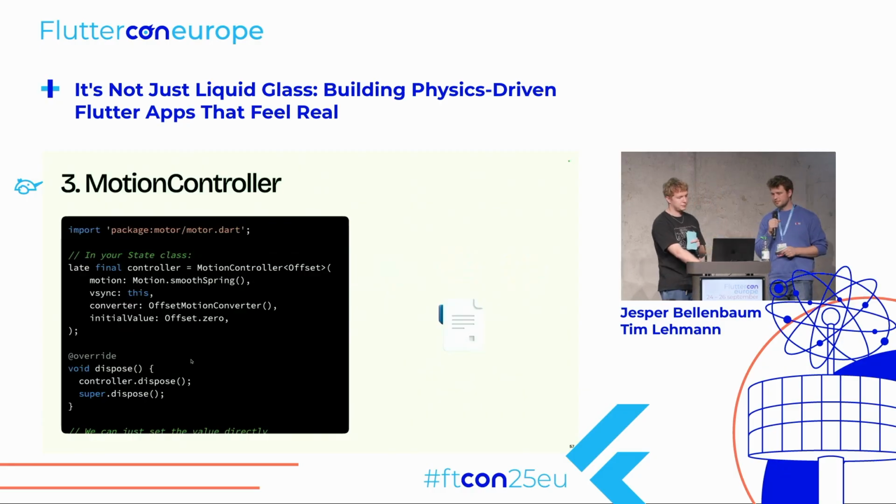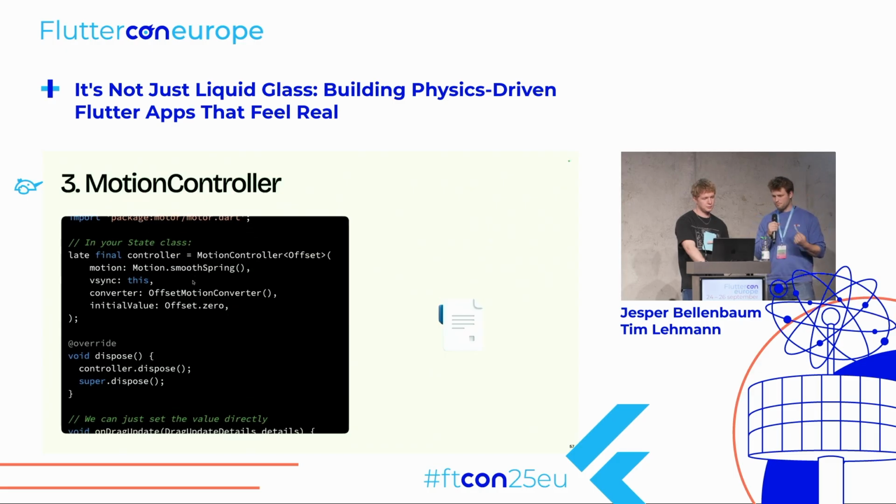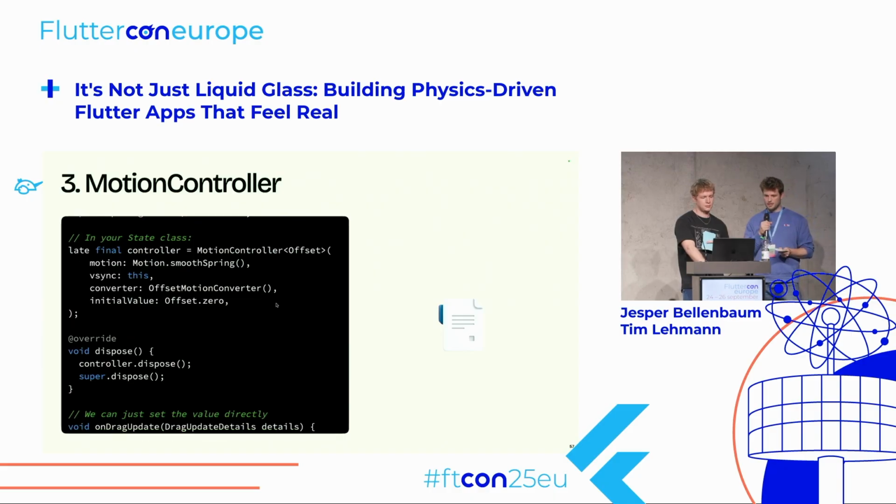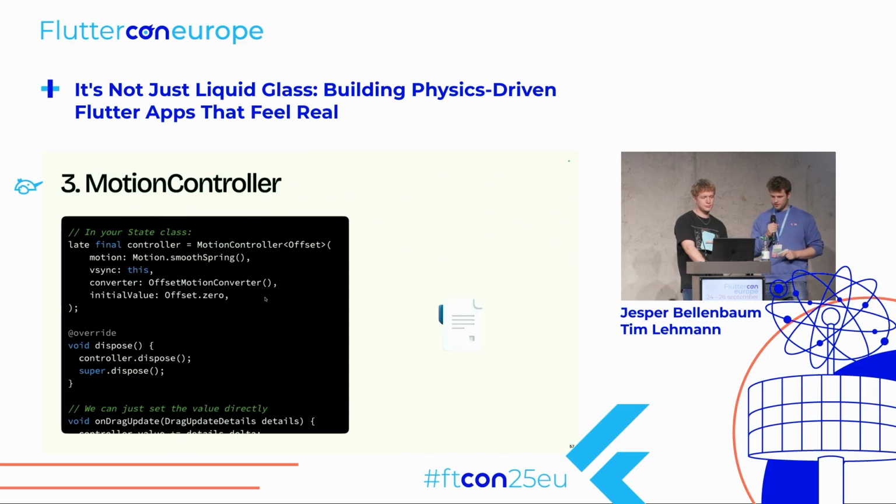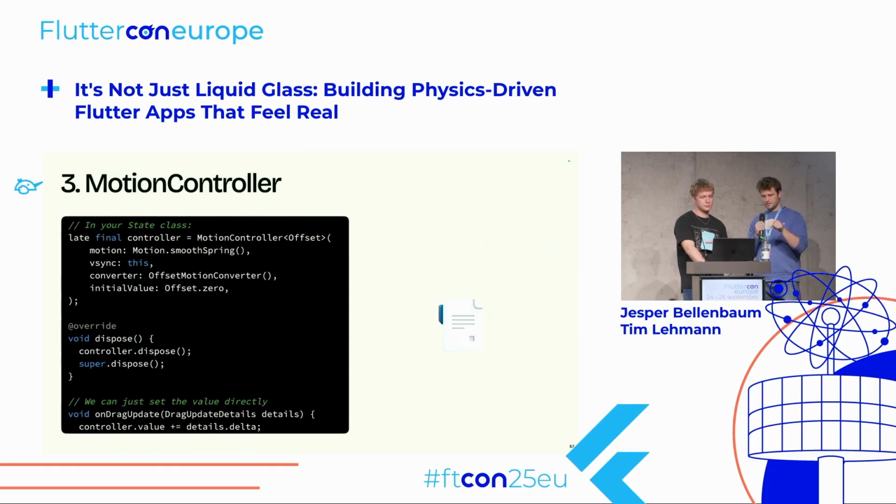All right, so let's revisit our example from before again. So we again have a drag target which should return to its origin whenever the user lets go. And we implement this now with the motion controller, and the motion controller is of type offset. So this is the type we want to animate. Therefore, we also need to add the offset motion converter in order to tell the system that it now needs to animate an offset. We use a specific motion, and we have our initial value here. So let's take a look what happens when the drag is ending.